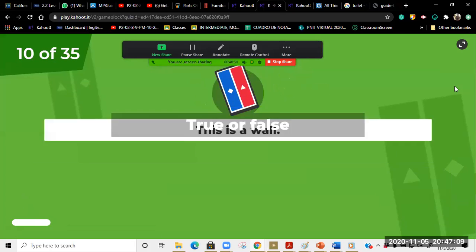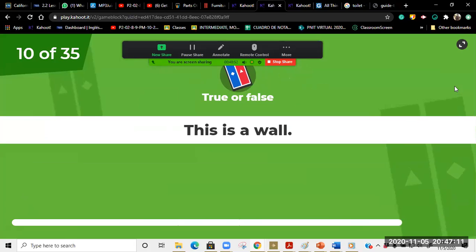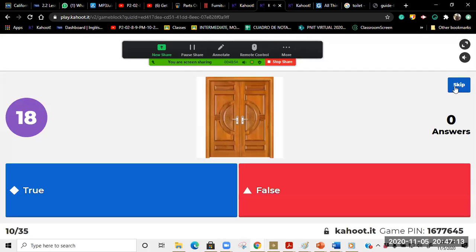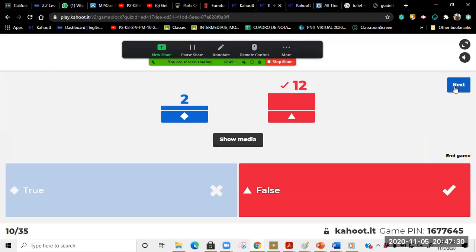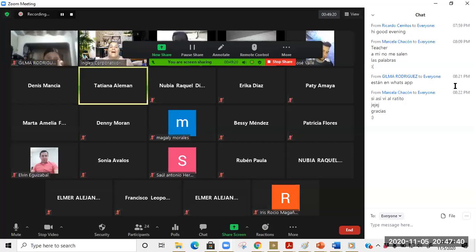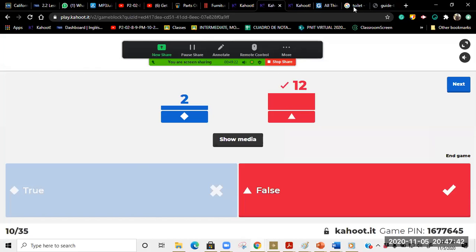Okay, let's go with our next one. Is this true or false? This is a wall. Yes or no? Yes. False. False. Good job. It's actually false. This is a false door. Pero falta algo.